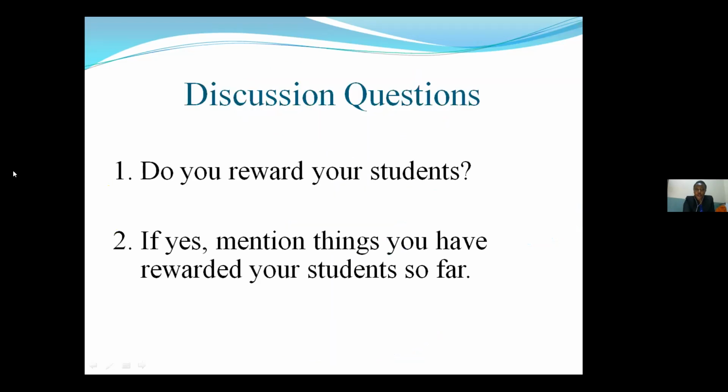So we are going to another thing, which is rewards. And I have some other questions for you. I'll be reading your answers on the chat box. The first question is, as a teacher, do you reward your students? And if yes, mention the things that you have rewarded your students with so far. I will be reading the chat box.